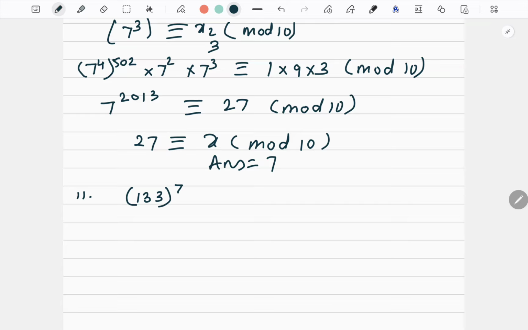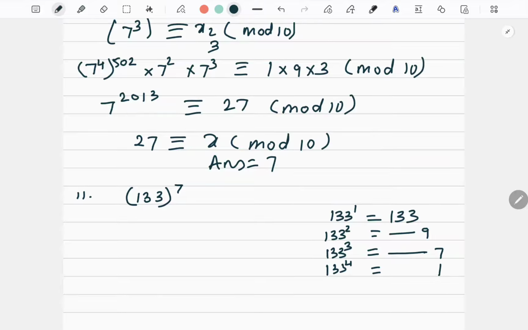Now again the same game you will play. 133 to the power 1 is 133. You have a calculator, right? 133 square is how much? That you find out. Whatever the square is, the last number is 9. 133 cube, if you do, the last number will be 7. 3 cube is 27, right? 133 to the power 4, if you do, you will get 81. So the last digit is 1.